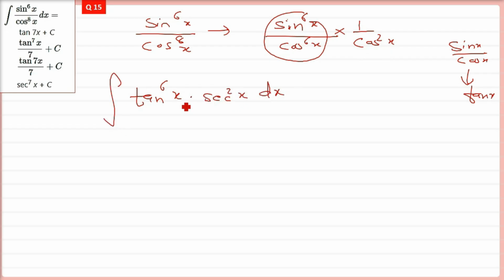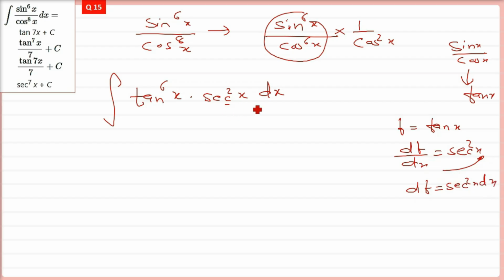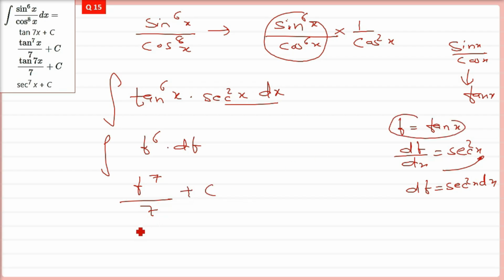And this is the integration. Now if we take tan x as t, so t equals tan x, the differentiation will give us sec square x directly. So dt by dx is sec square x, so dt will be sec square x dx. In place of sec square x dx, we can write dt. Since we have taken tan x as t, this becomes t raised 6. So this is the simplest integration we can have. It will be t raised 7 divided by 7 plus a constant of integration. Since we have taken t equals tan x, we need to replace it also. So this will be tan raised 7 x divided by 7 plus a constant of integration. Now just match which one of these options. The B seems to be the correct one.